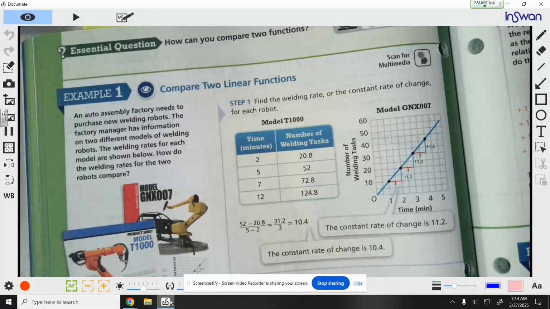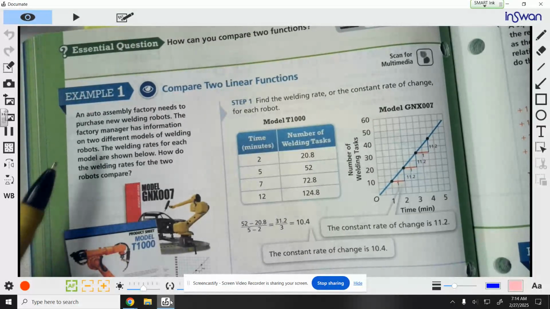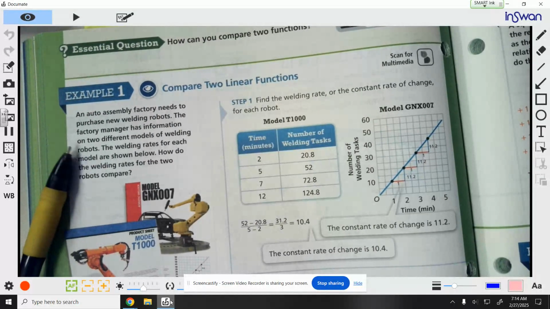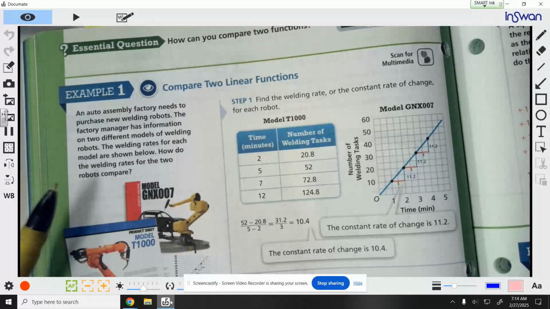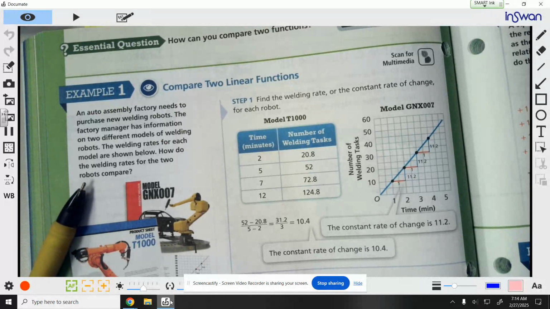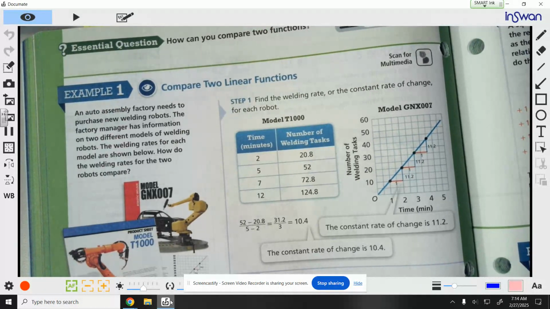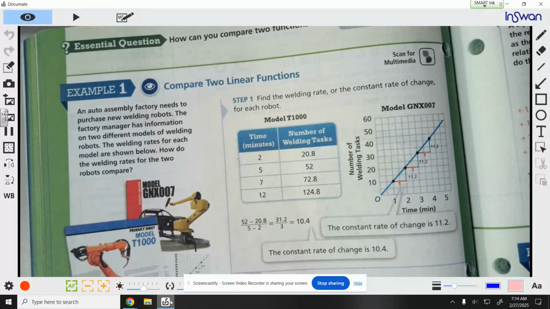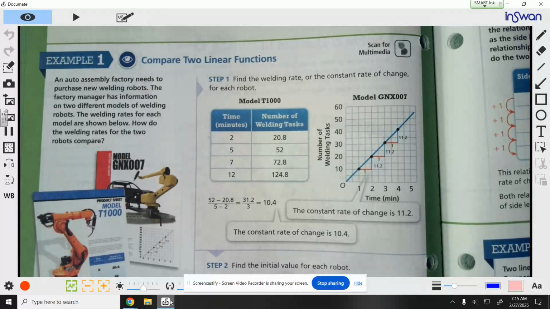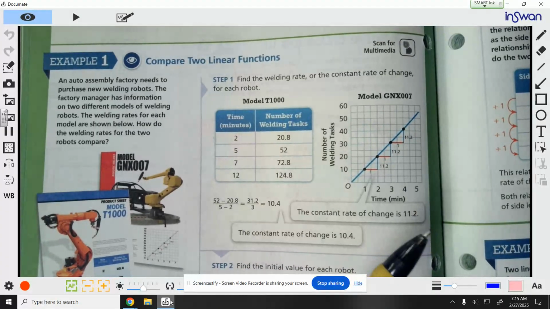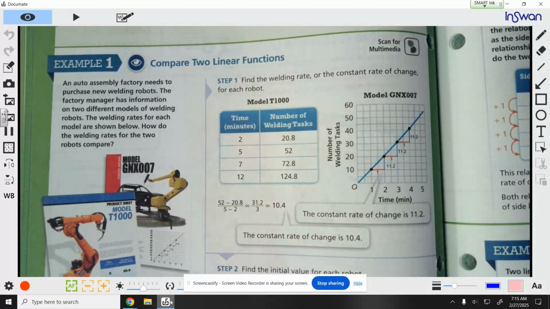So example 1 says, an auto assembly factory needs to purchase new welding robots. The factory manager has information on 2 different models of welding robots. The welding rates for each model are shown below. How do the welding rates for the 2 robots compare? So today we're going to look and compare functions that may be represented with a table, may be represented with a graph, or we might just get a unit rate.